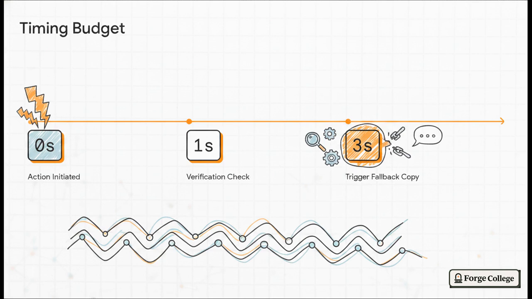Always design a timing budget that triggers clear, helpful fallback text if the network stalls. Just tell the user what's happening. A simple, "network is a bit busy, hang tight," goes an incredibly long way.